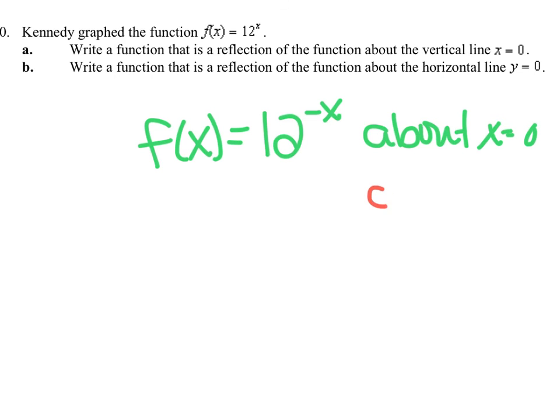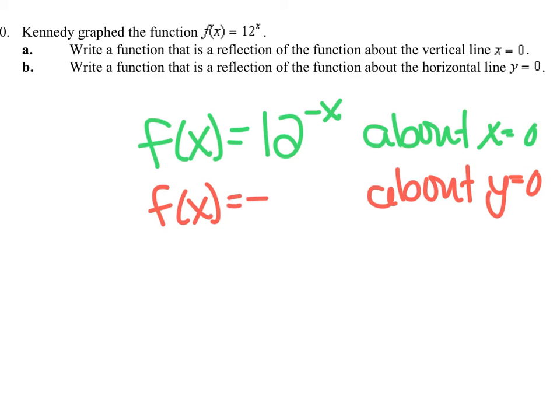And then about y equals 0, that would be f of x equals negative 12 raised to the x. Notice the negative is on the outside if it's about y equals 0, and the negative is on the inside if it's about x equals 0.